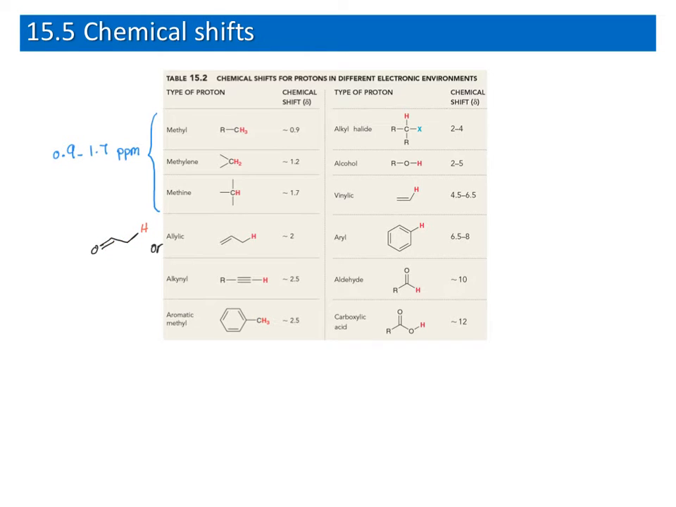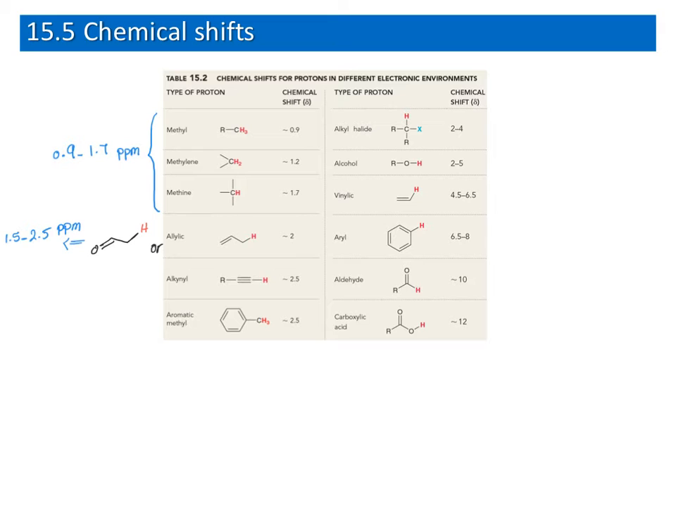So they usually appear, we call them allylic protons, and you can expect to see them somewhere between 1.5 to 2.5 ppm. As I said, the number that I'm giving you may not be exactly the same as the textbook. I'm giving you the range, so that would be easy to remember.